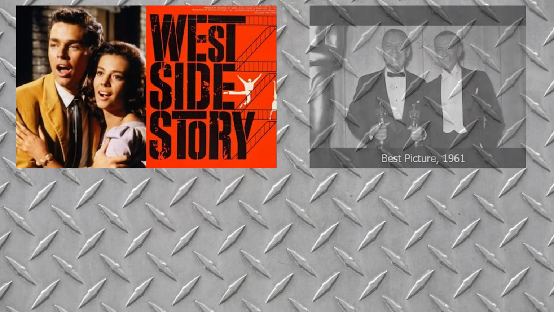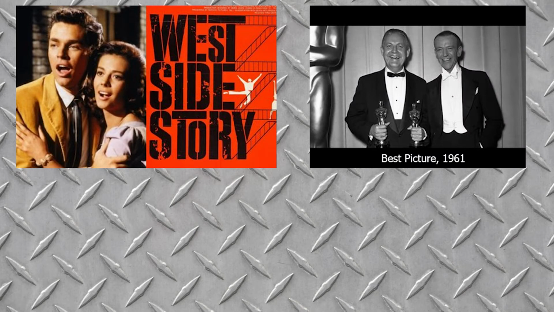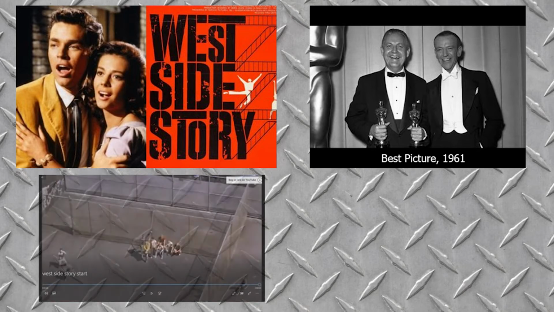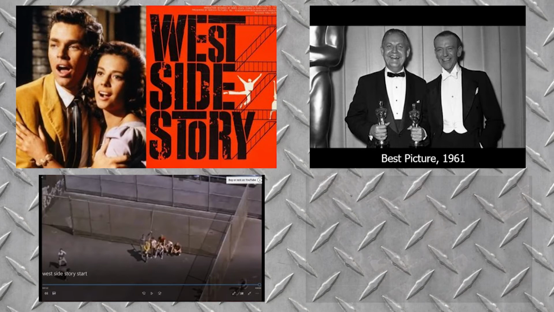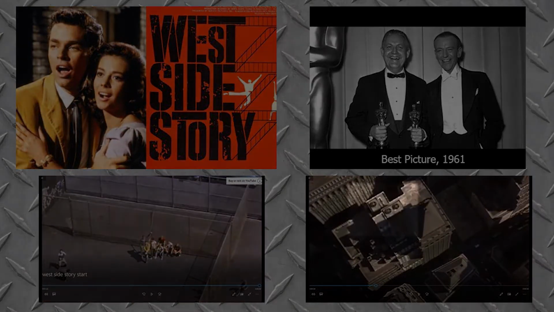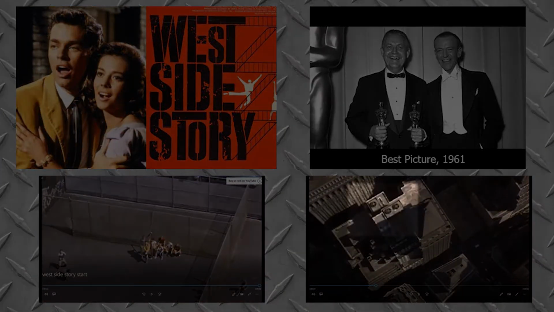It did get Best Picture in 1961 after all. Unfortunately, I'm so messed up that what I noticed when watching the film was in the opening credits, before you see the gang start dancing, you fly over the city, and in 1961, most of the tops of the buildings have these telltale fans of cooling towers on the roof.